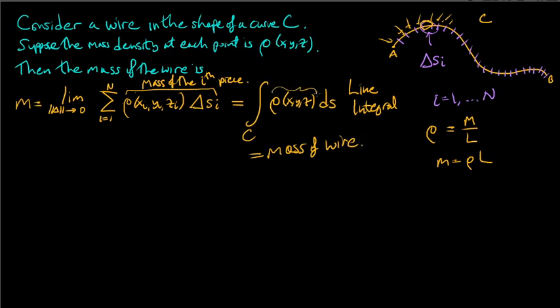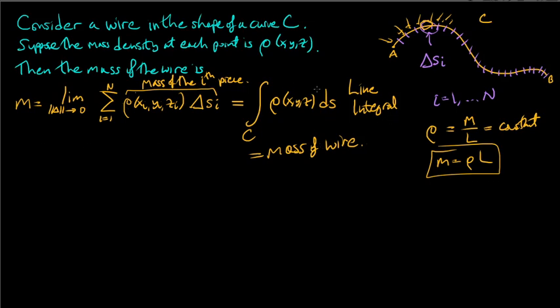Each little piece has its own little density. So if the density is not uniform, then you need to do an integral. Obviously, if the density is the same at each point, if the density is just a constant, then there's no need to do an integral. You just multiply that constant rho times the length of the wire L. But if the density varies, then you're not just multiplying, you're doing this line integral.